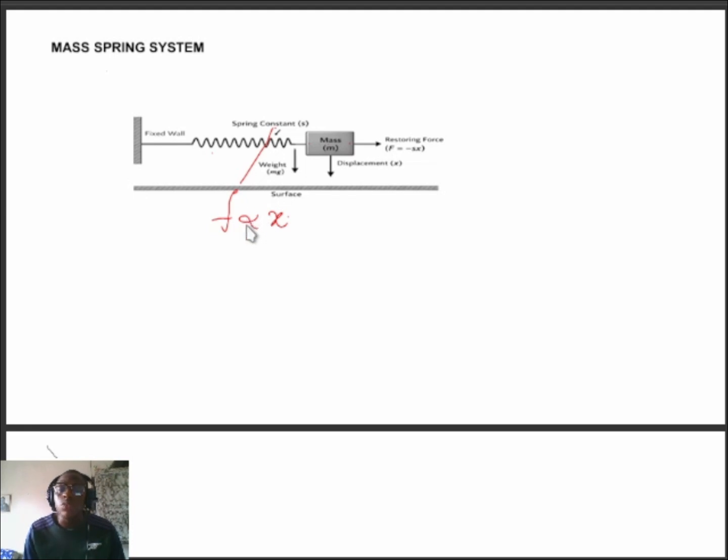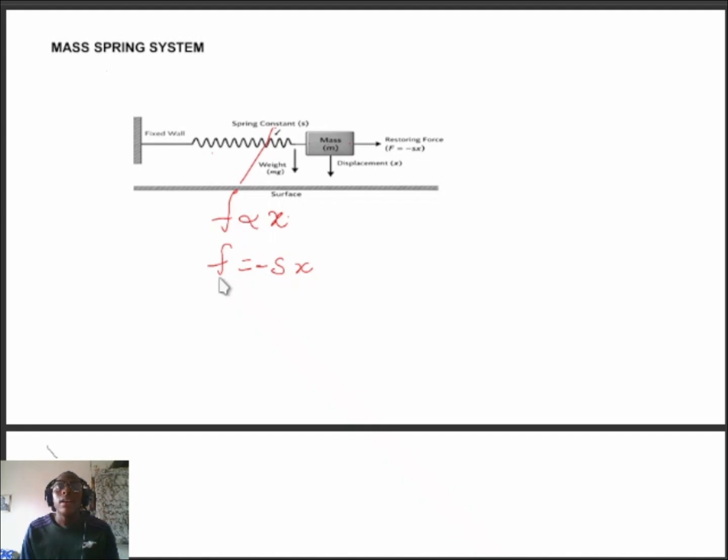Elementary maths will tell you, removing your proportionality sign, you will add a constant and an equal to sign. So your F here will simply be minus S of x. Why are we introducing our constant to be S, not K? We are introducing the constant S because what we have here is a spring. So this S simply stands for your spring constant. Am I communicating?